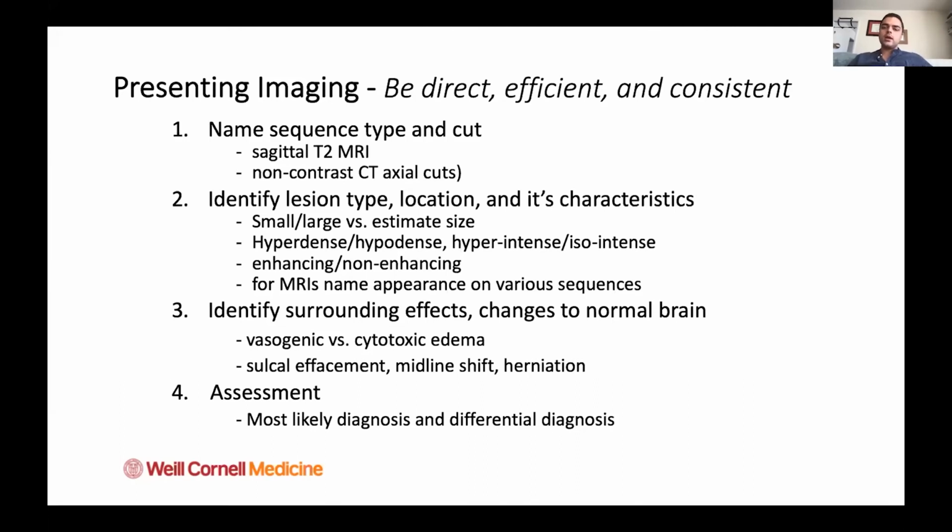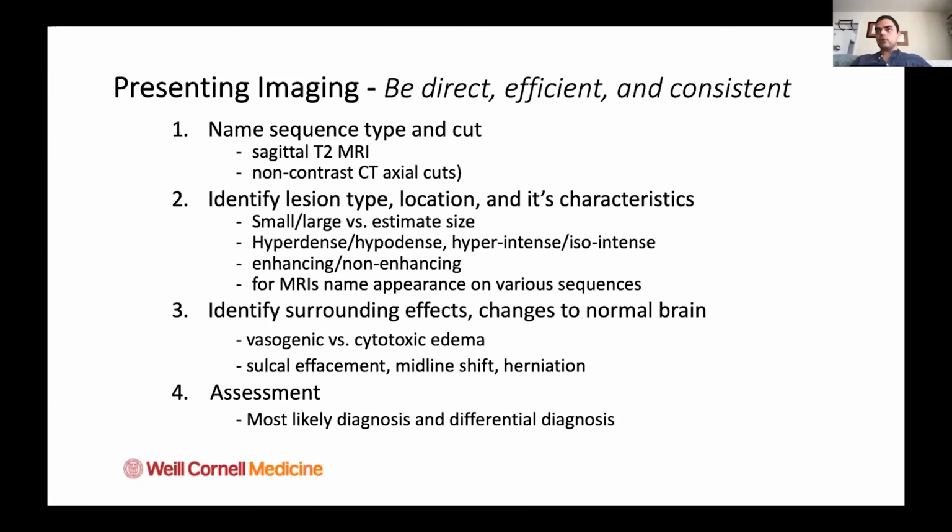And I've been doing it this way since I was a sub-intern and I was taught this method. So the first thing you do is you name the sequence. So what type of image is it and what cut? Is it a sagittal, axial, coronal? Is it an MRI or is it a CT? Is it contrast or non-contrast? Okay, so that's what you have to describe here. Then you can move on to identify the lesion. Almost always you're going to have a lesion. And when you're identifying the lesion, the first thing to do is identify its location and its characteristics. So right frontal, is it large, is it small?